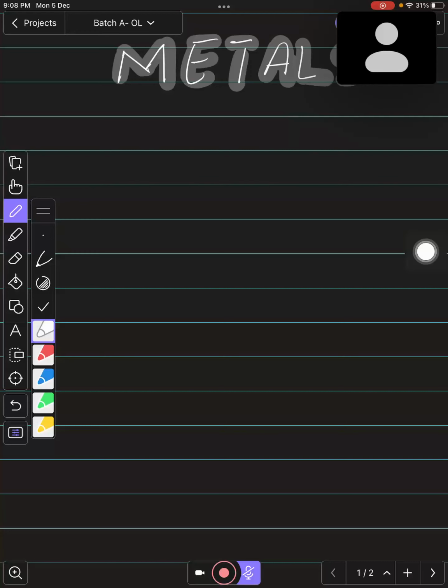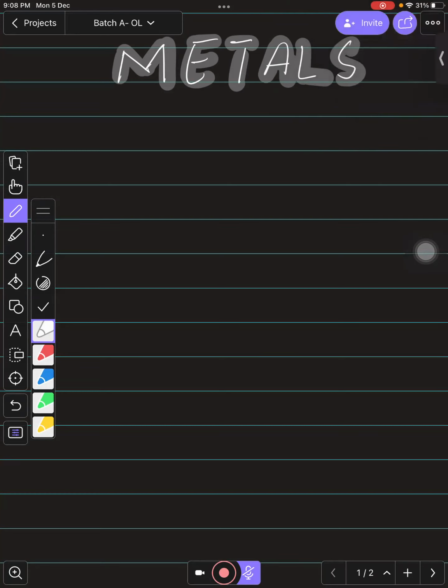Okay, so we are going to start metals in today's class. Let's see what metals are. Let's see what is metal. First of all, you need to remember almost 75% of the periodic table is made up of metals, right? Almost 75% of your periodic table is made up of what?